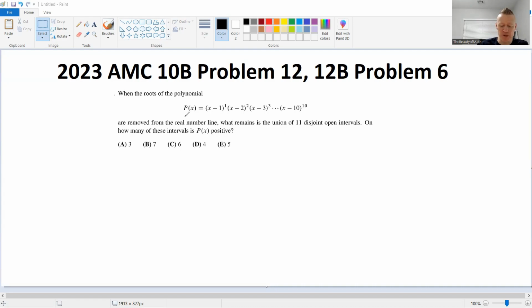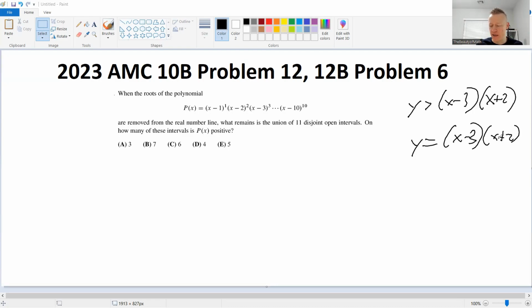It's basically what happens when you graph a polynomial. And so, for example, if you wanted to look at where is y greater than (x minus 3)(x plus 2), where does that happen? You know it's a parabola, and you know that those are the roots, 3 and negative 2. You know that because if you set it to y equals, and you let y be 0, then when would y be 0? It would be 0 when x was 3 and x was negative 2.